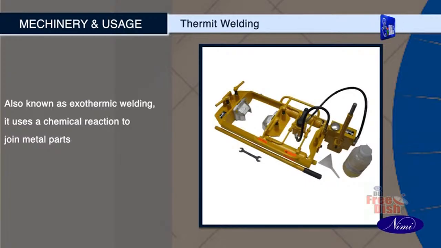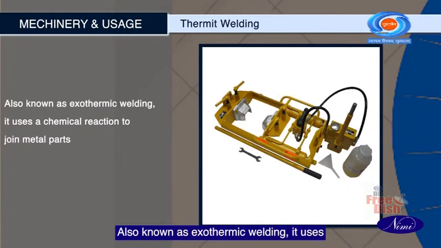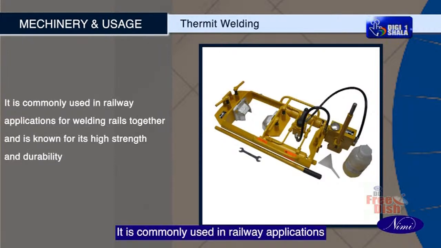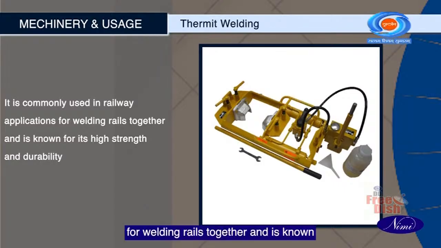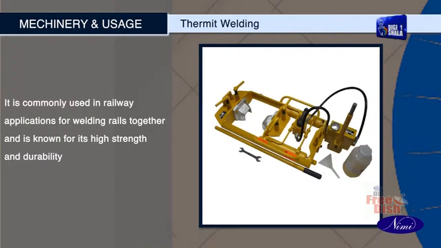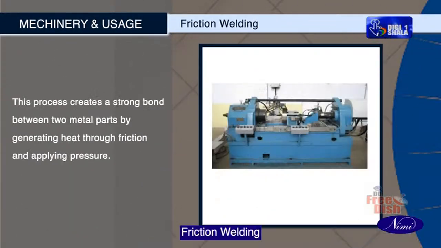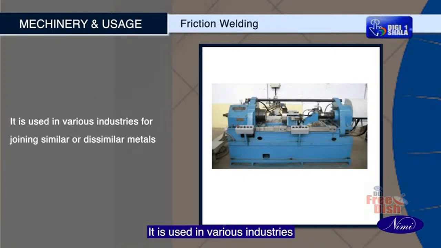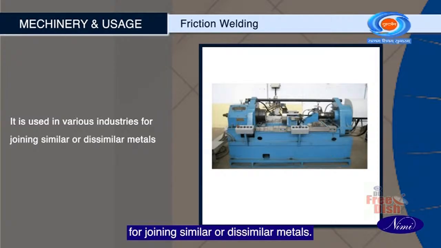Thermite welding. Also known as exothermic welding, it uses a chemical reaction to join metal parts. It is commonly used in railway applications for welding rails together and is known for its high strength and durability. Friction welding. This process creates a strong bond between two metal parts by generating heat through friction and applying pressure. It is used in various industries for joining similar or dissimilar metals.